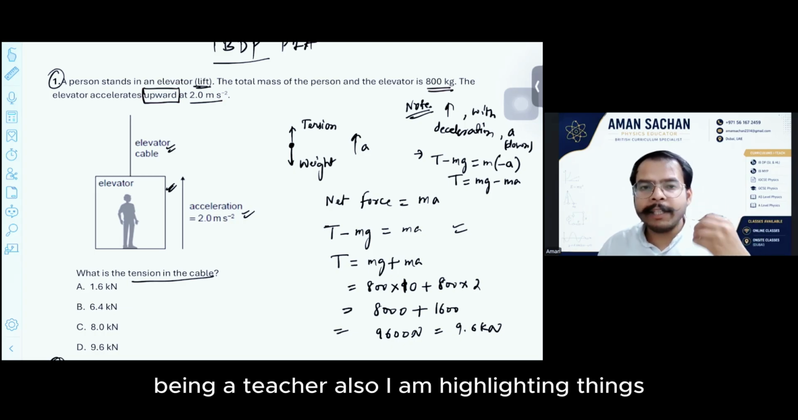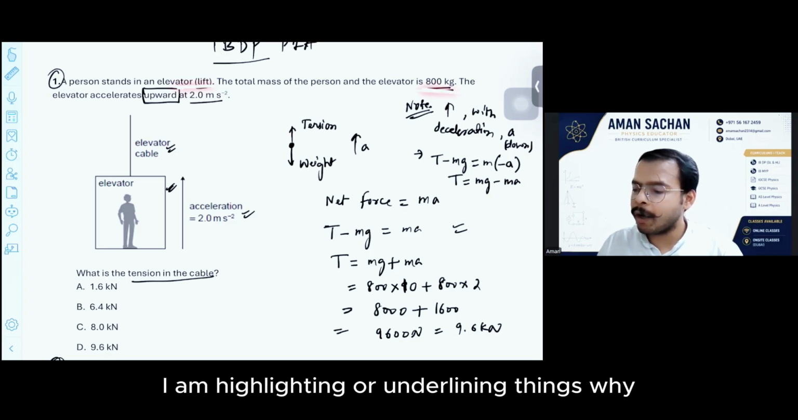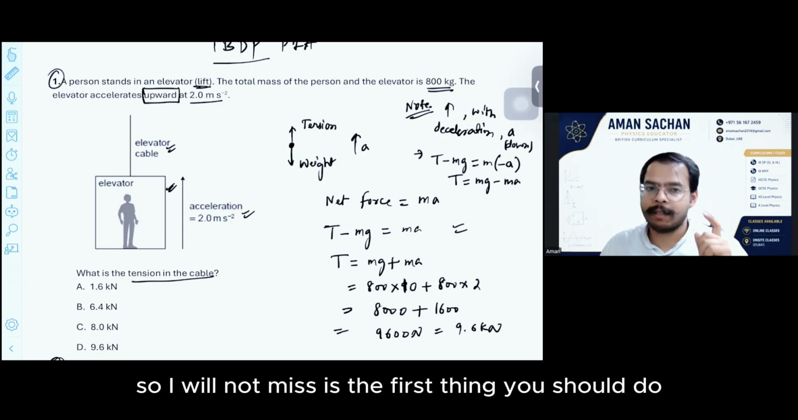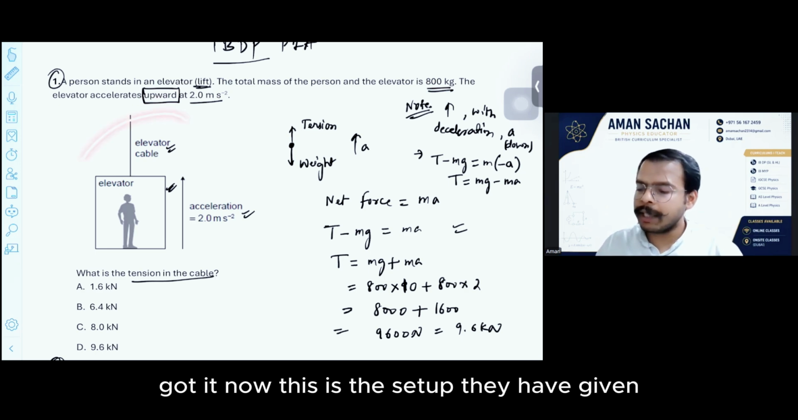First, understanding. If you notice, being a teacher also, I am highlighting or underlining things. Why? Because the brain will focus on those keywords, so I will not miss them. This is the first thing you should do. Got it? Now, this is the setup they have given.